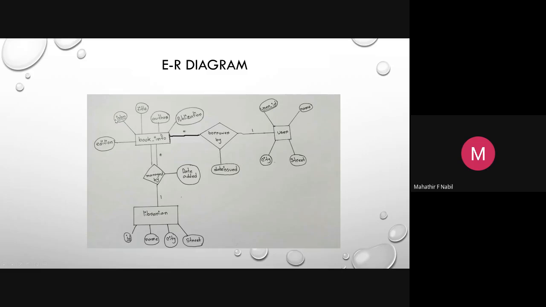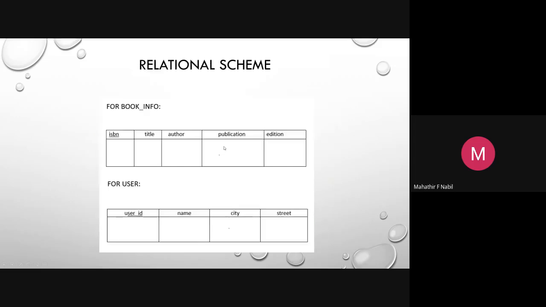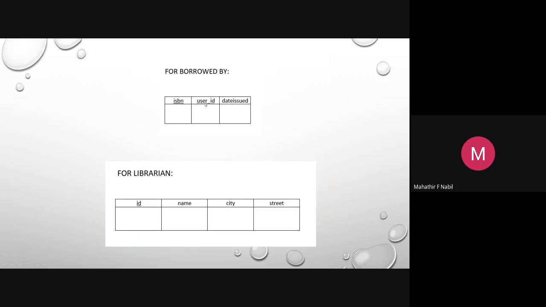So what will be put? The primary key of the book info, that is ISBN, the primary key of the user, that is user ID, and the additional attribute of the relation itself. So for borrowed by, we can declare the primary key of this schema as any of the primary keys. ISBN is a primary key of the book section, and user ID is also a primary key of the user section. So we can declare the primary key of the schema as any one of them.